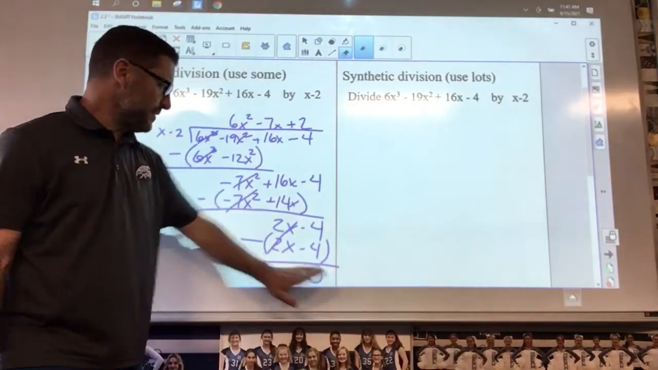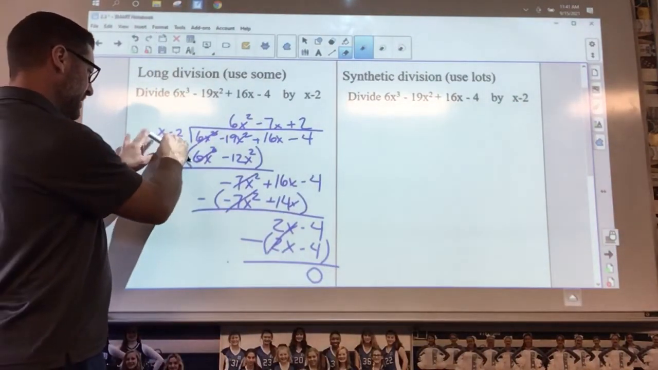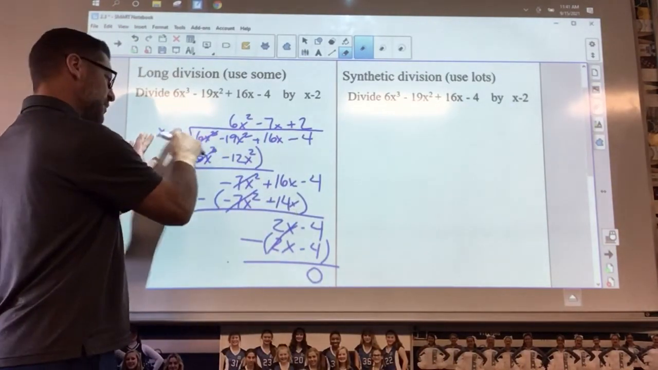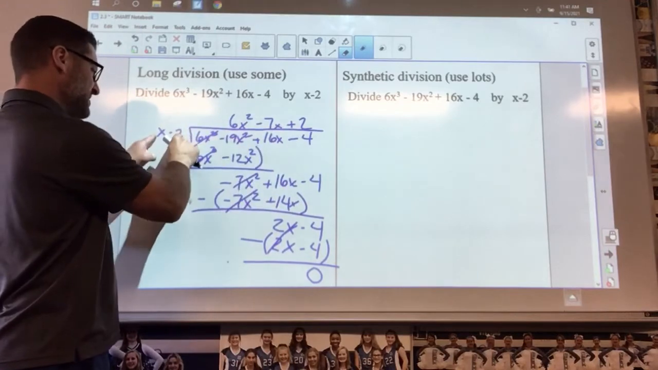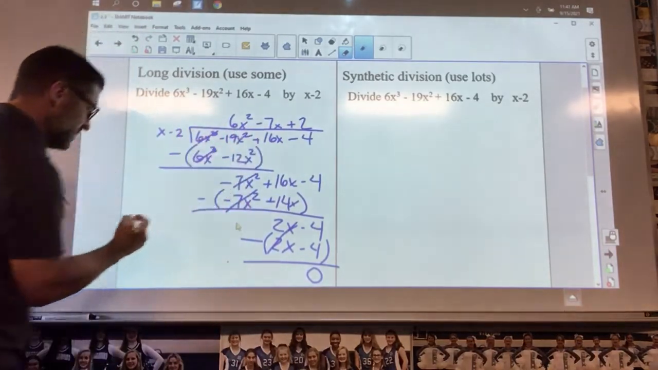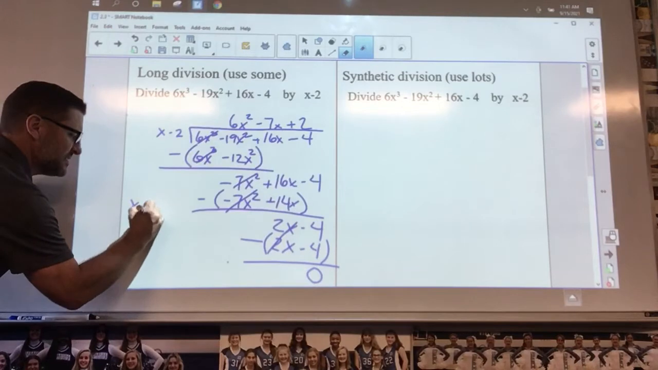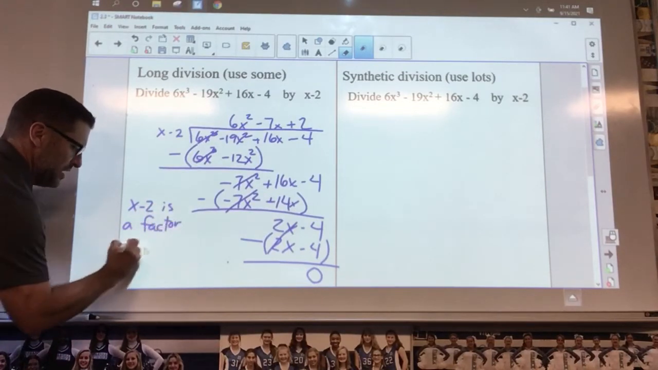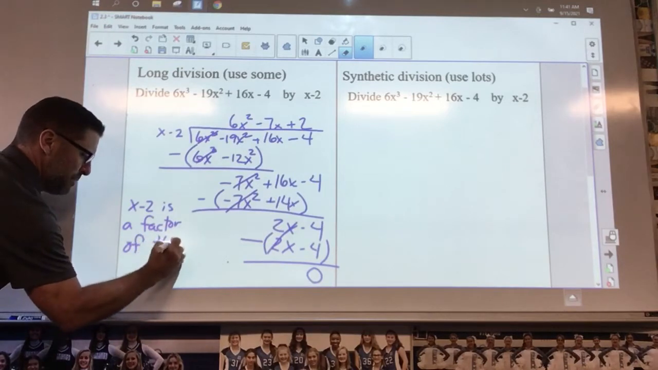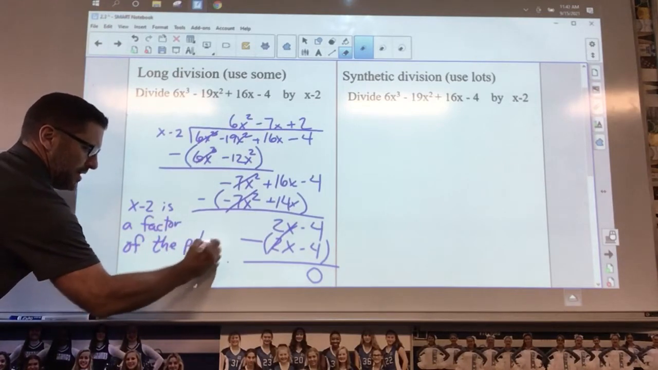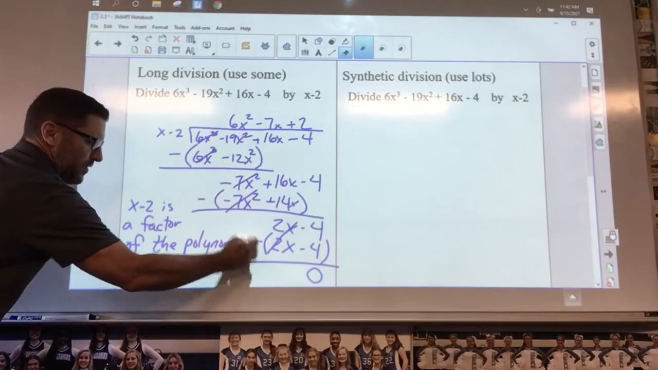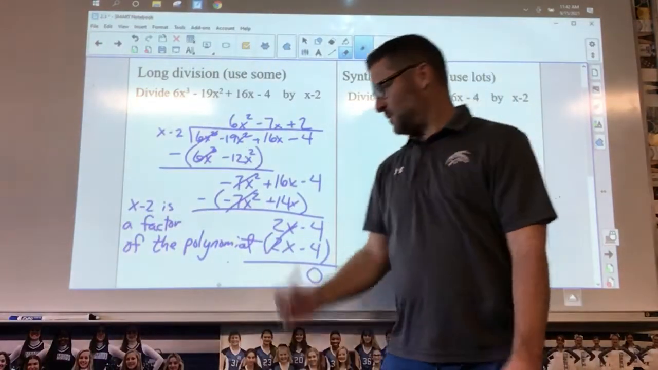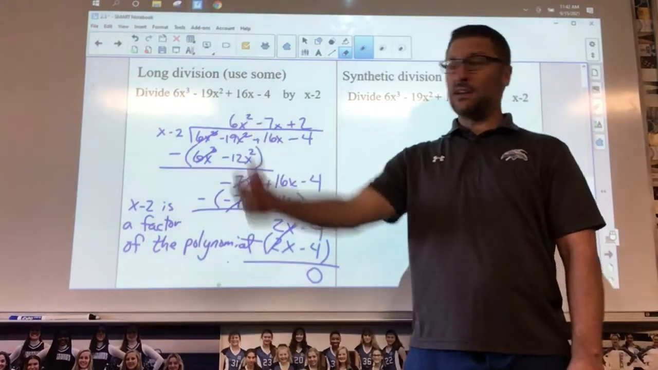But what that does tell me is that if this goes into this and I get a 0 at the end, that means that went into that evenly, and that means this is a factor of this. So I'm going to write over here, x minus 2 is a factor of the polynomial. And that is really pretty important for what we're going to do down the road. We have to know that. Now, that was long division.